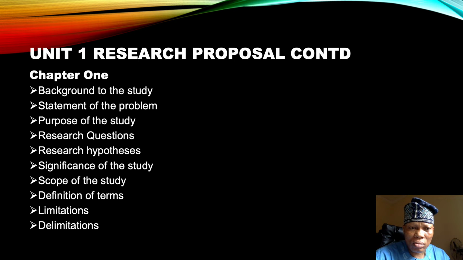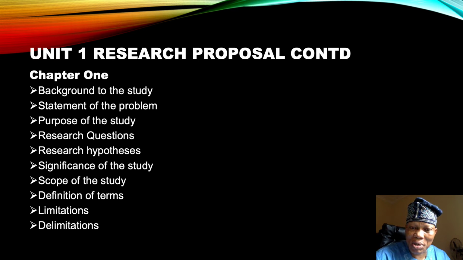Now, after the title, you go to your chapter 1. And what are those things that should be included in your chapter 1 of your thesis? You have background to the study. This one gives your reader the background to the problem you are trying to investigate. Statement of the problem. You state the problem. Why are you embarking on the study? Purpose of the study. What purpose does your study intend to achieve?